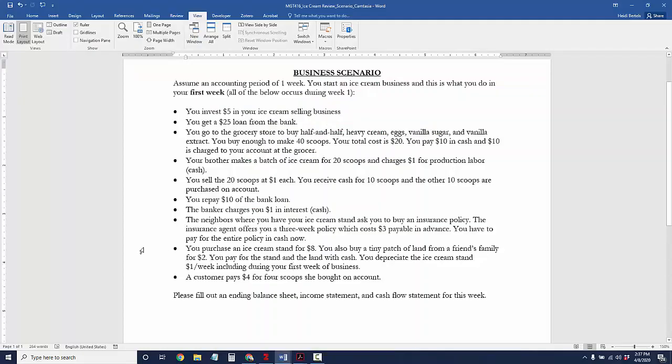We're almost there. In your next line, you purchase a fixed asset. You purchase an ice cream stand for $8 and also a tiny patch of land from a friend's family for $2. You pay for the stand and the land with cash, so $8 and $2 that you pay for with cash. You depreciate the ice cream stand $1 per week, including during your first week of business. So we're starting to depreciate this ice cream stand this accounting period.